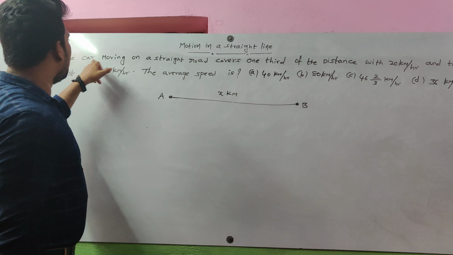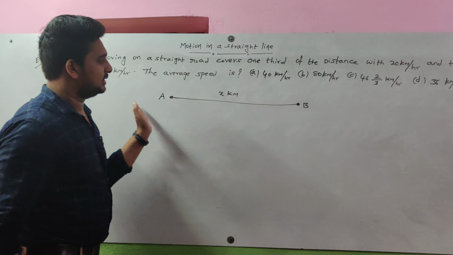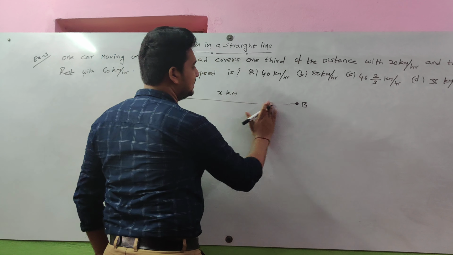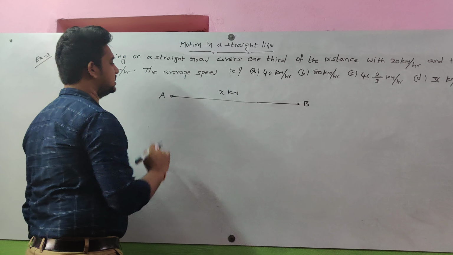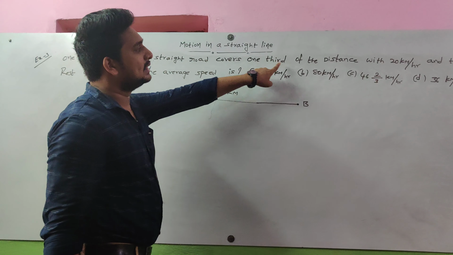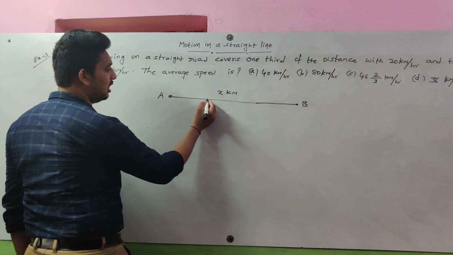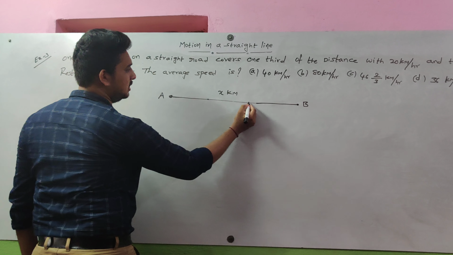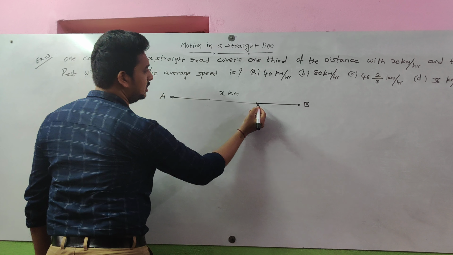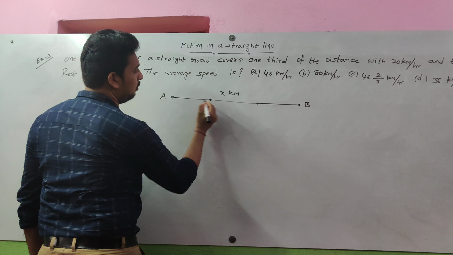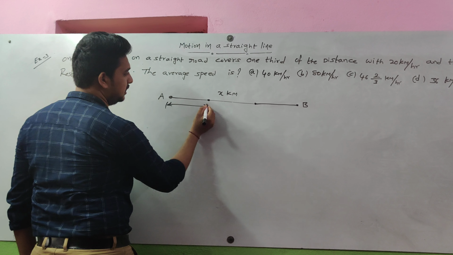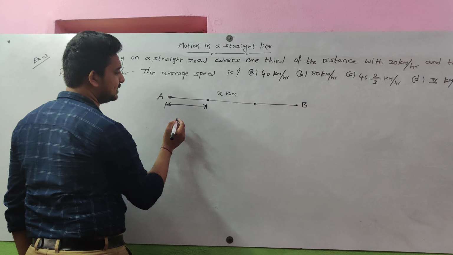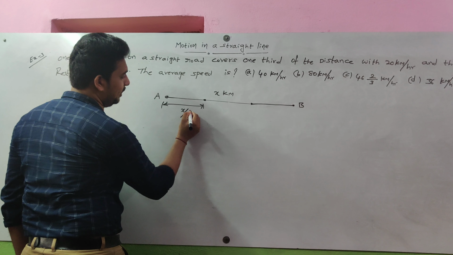Now the car is traveling on a straight road from A to B. It covers 1/3 of the distance. That means this is the first third, this is the second, and this is the third one. So this is 1/3 of the distance. So 1/3 of x means x by 3 kilometers.